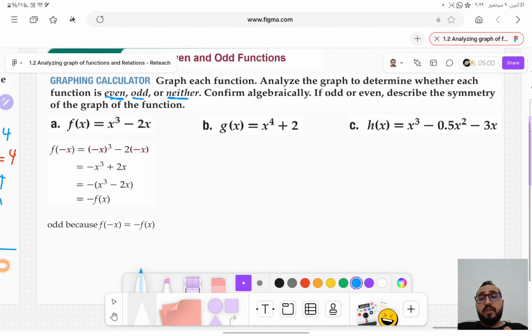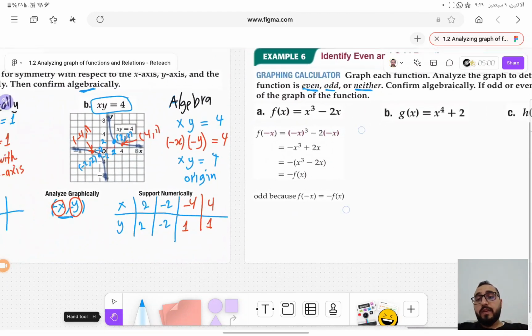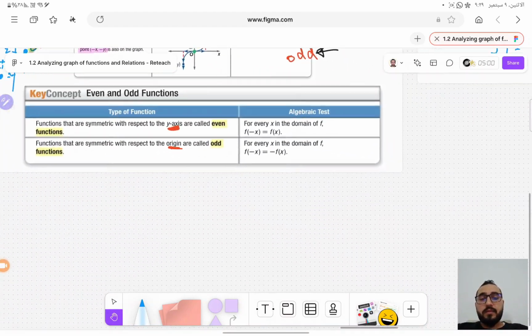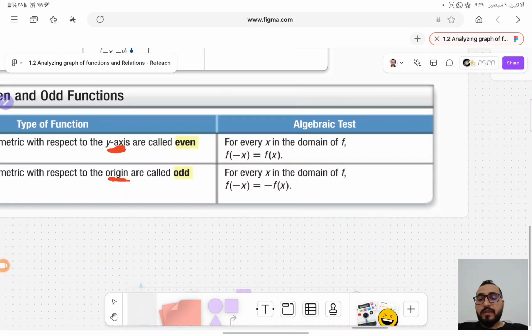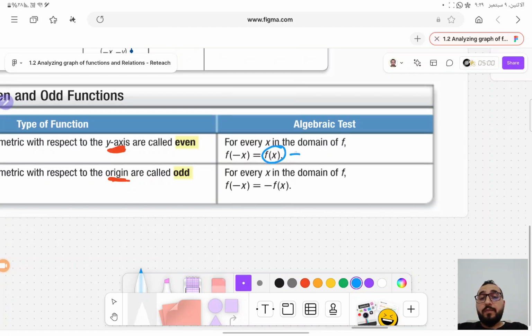Okay, we are not going to graph here because it will take time from us, so I will just do it algebraically. Now to do this one algebraically, you have to replace every x with negative x. So how can we know if it's even or odd? For every x in the domain of f, you replace every x with negative. If the answer of the equation becomes positive, this one is even.